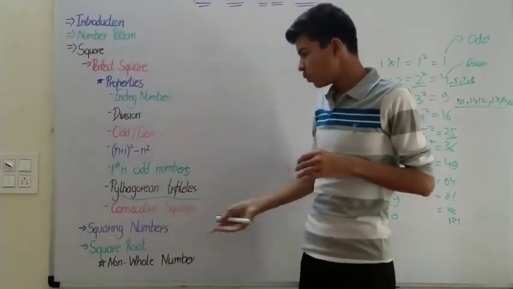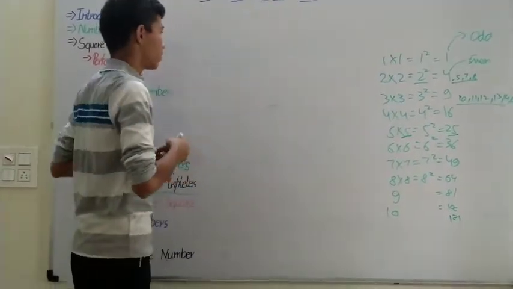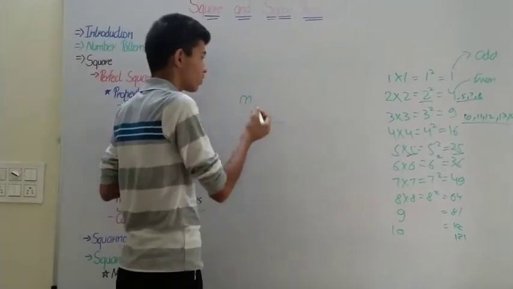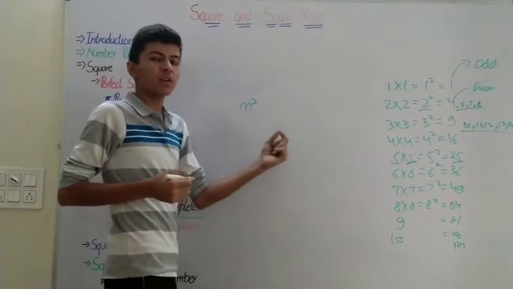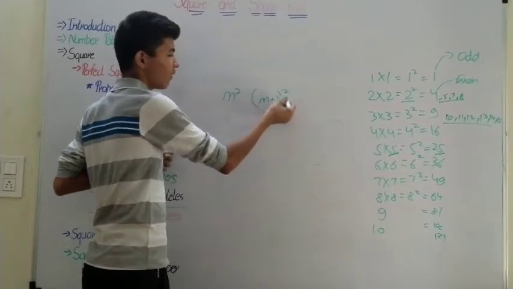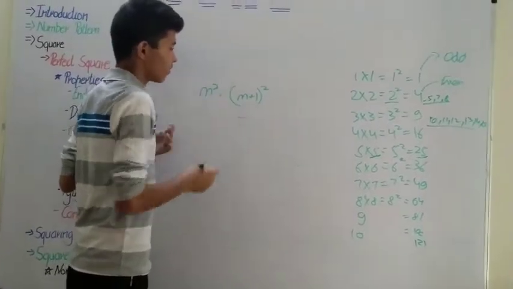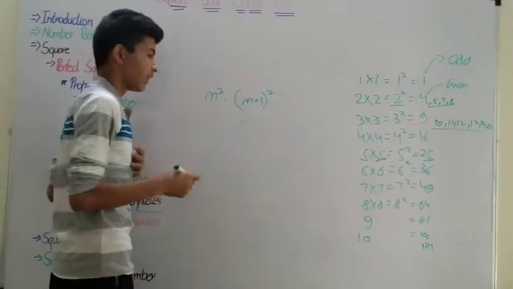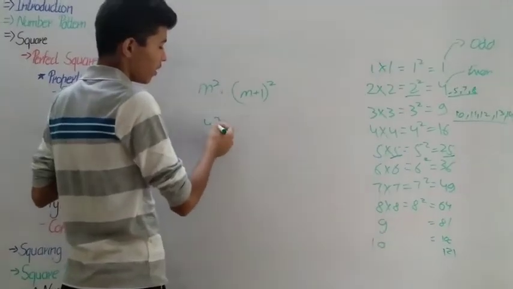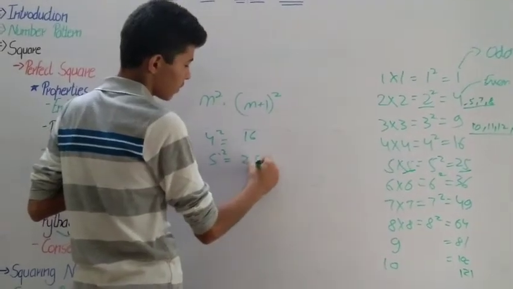So now let's move to consecutive squares. Let's take consecutive squares in which we have n square, and the next number would be n plus 1 whole squared. So these two are perfect squares. I can consider an example. If I am taking 4, then it would be 16, and 5 square is 25.